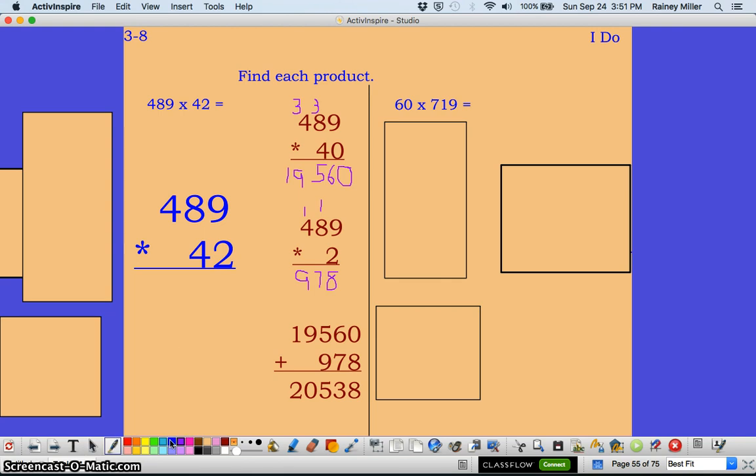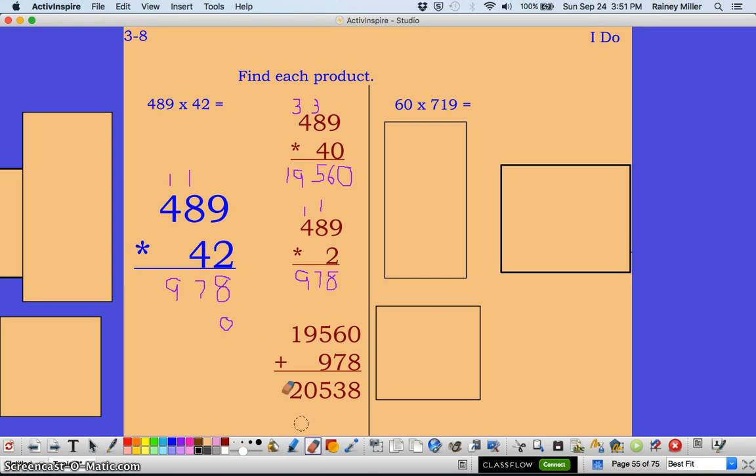Now if I want to do this the other way, what I can do is 2 times 9, and I know 2 times 9 is 18. So at first I'm just ignoring that 4 that's right here. I'm pretending it's not there. 2 times 8 is 16 plus 1, that's going to be 17. 2 times 4 is 8 plus 1, that's going to be 9. So that's 978. Now what I'm going to do is I'm going to put my 0 down here to show that I'm going on to work on my 40.